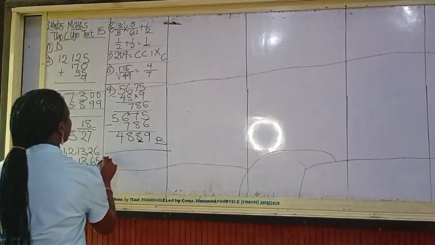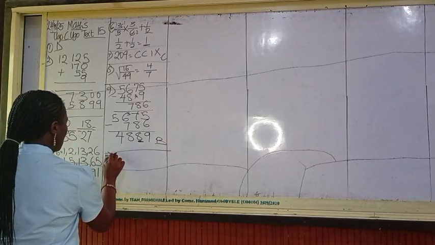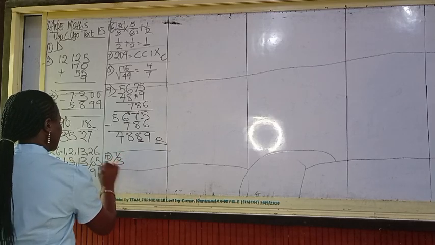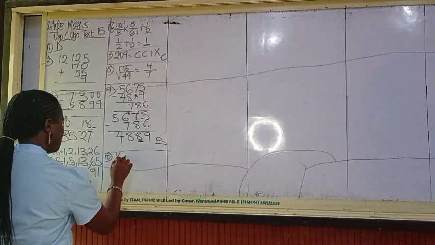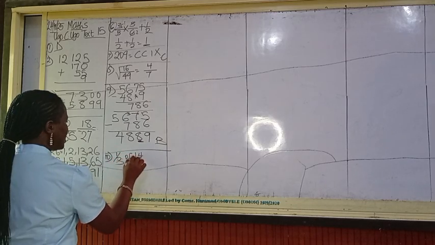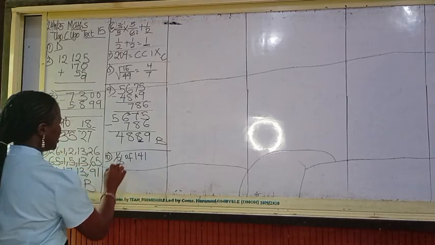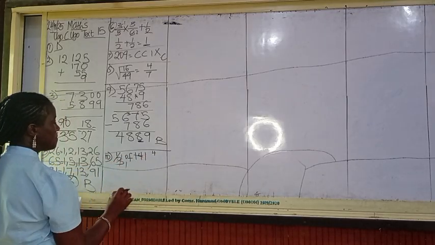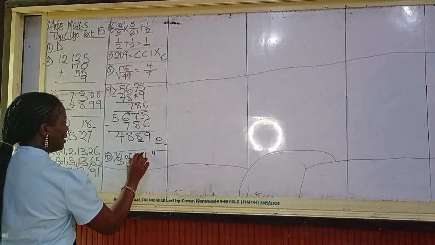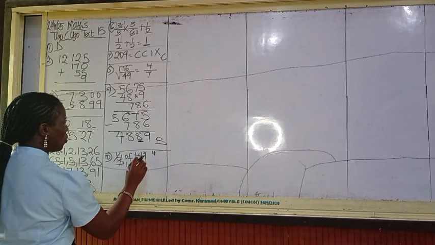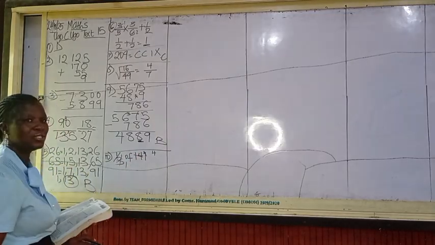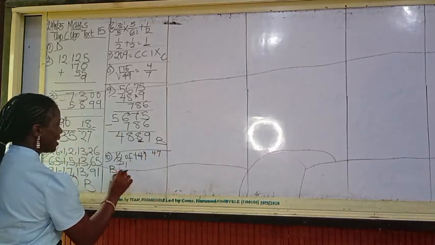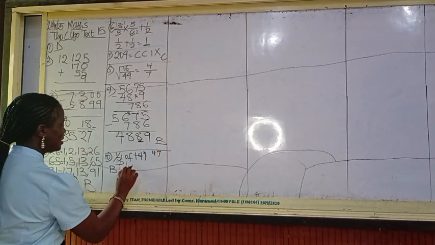So we have number 10, 1/3 of 141, that is for the boys. So 3 in 14, that is 4. Going down, 3 in 21, that is 7. So boys now, we have 47 as boys.